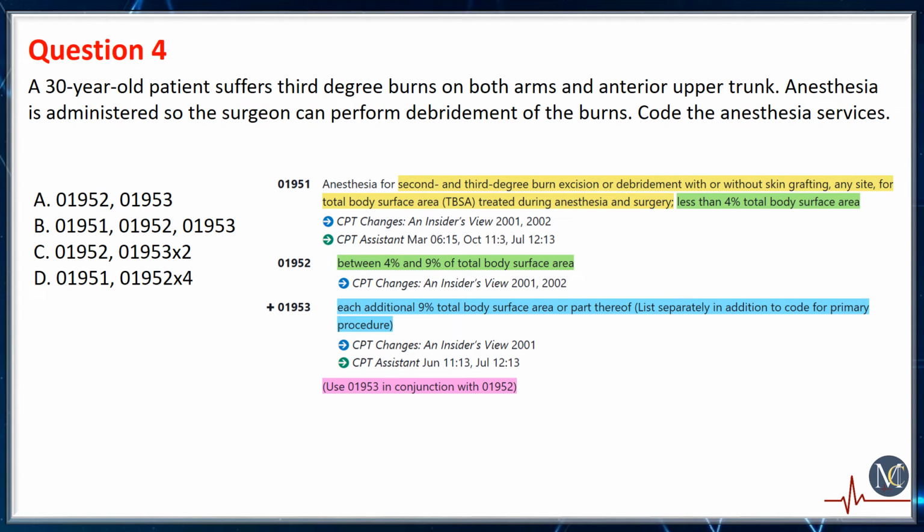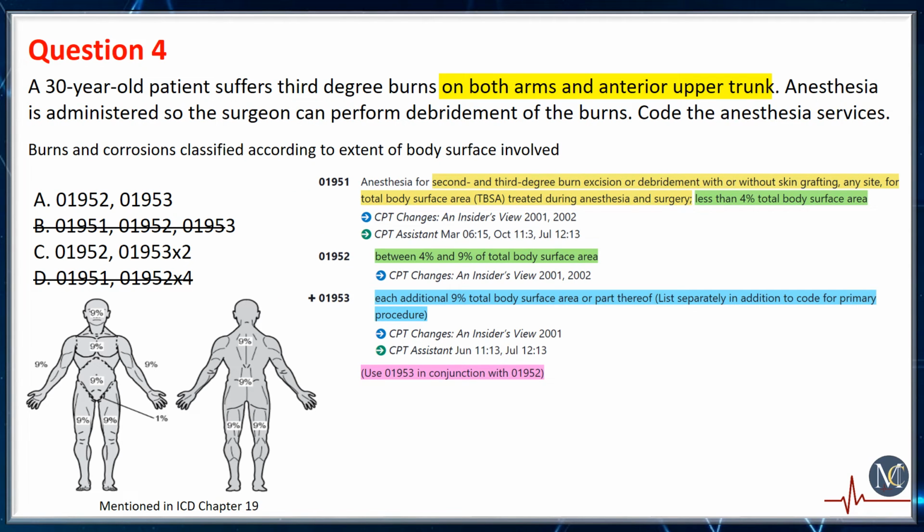First, we will eliminate option B because it mentions two primary codes, 01951 and 01952, which we cannot use in one option, as 01952 is for the additional body surface area. We will also eliminate option D, in which the service code 01952 is mentioned 4 times, which indicates it covers each additional area. However, for each additional area, there is an add-on code 01953 which is given below 01952.